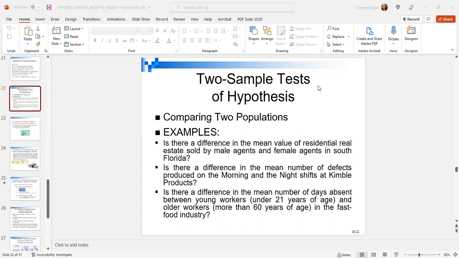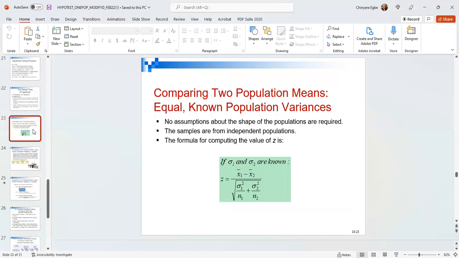Is there a difference in the mean number of days absent between young workers under 21 and older workers more than 60? In the fast food industry, that is two populations. And so those are examples of two population sampling. All right. And so how do you go about that? Okay. All right. So essentially, you use a statistic, the typical Z statistic that we do, but you calculate it differently.